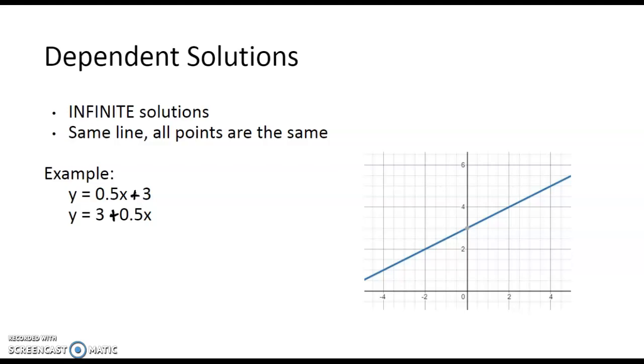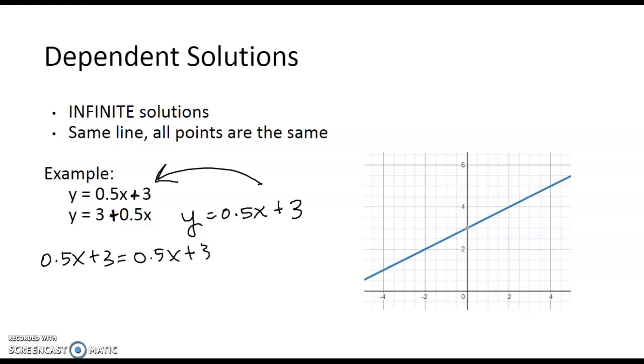3 plus 1/2 x. So if I were to just rearrange this second equation, I would get y equals 1/2 x plus 3, which we can see is identical to y equals 1/2 x plus 3. If I were to try to solve this with substitution, I could have 1/2 x plus 3 equals 1/2 x plus 3. If I subtract 1/2 x from both sides, I get that 3 equals 3, which is true.